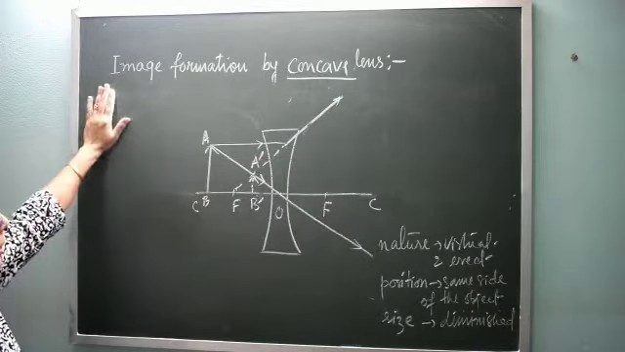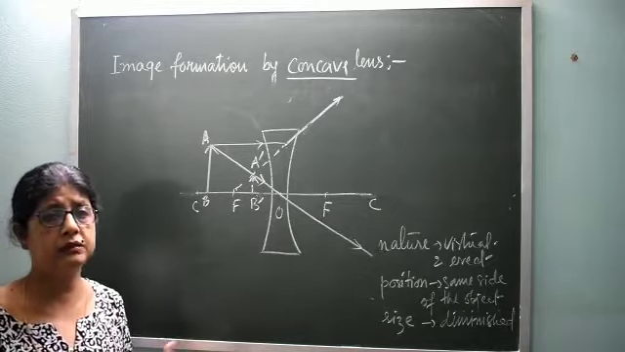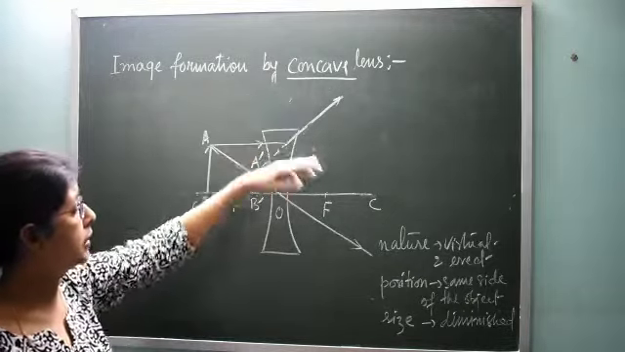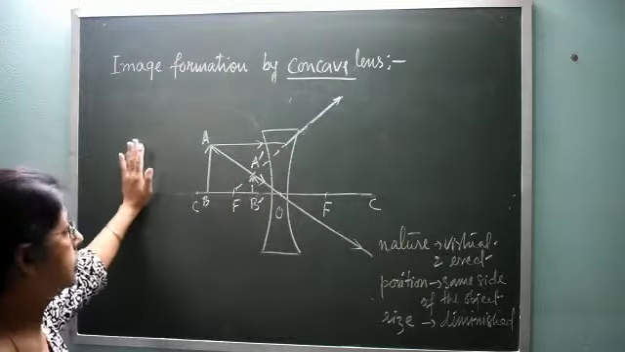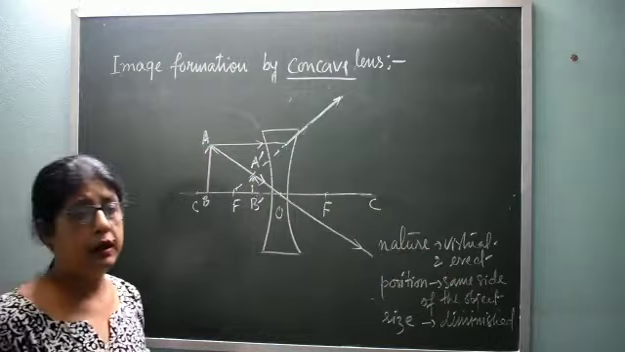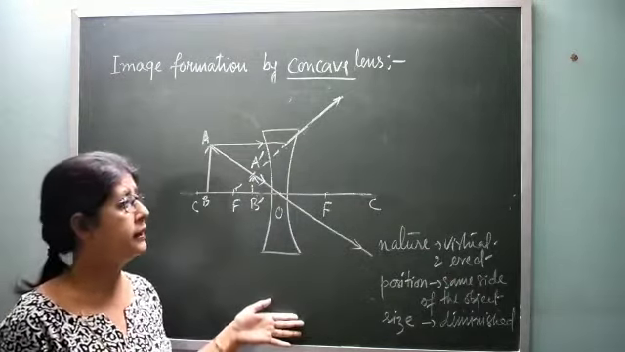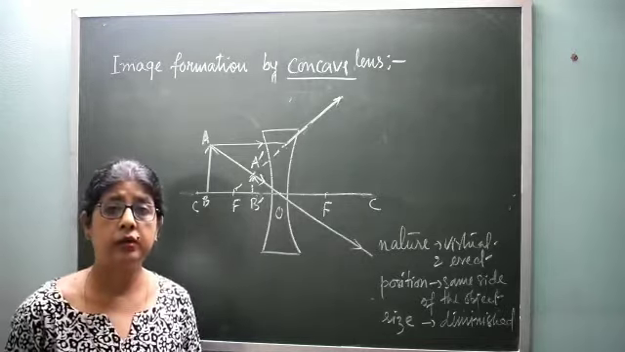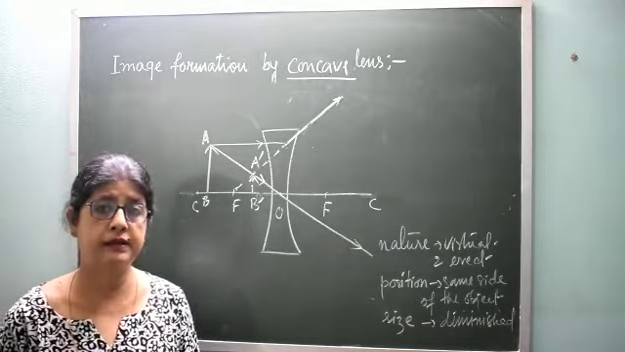So I repeat one more time. A convex lens can form two types of image, real as well as virtual, and a concave lens can form only virtual images, whatever be the position of the object. Then practice all these figures repeatedly because it comes in the exam. So next class I am going to discuss the lens formula and its application in numericals. Thank you.